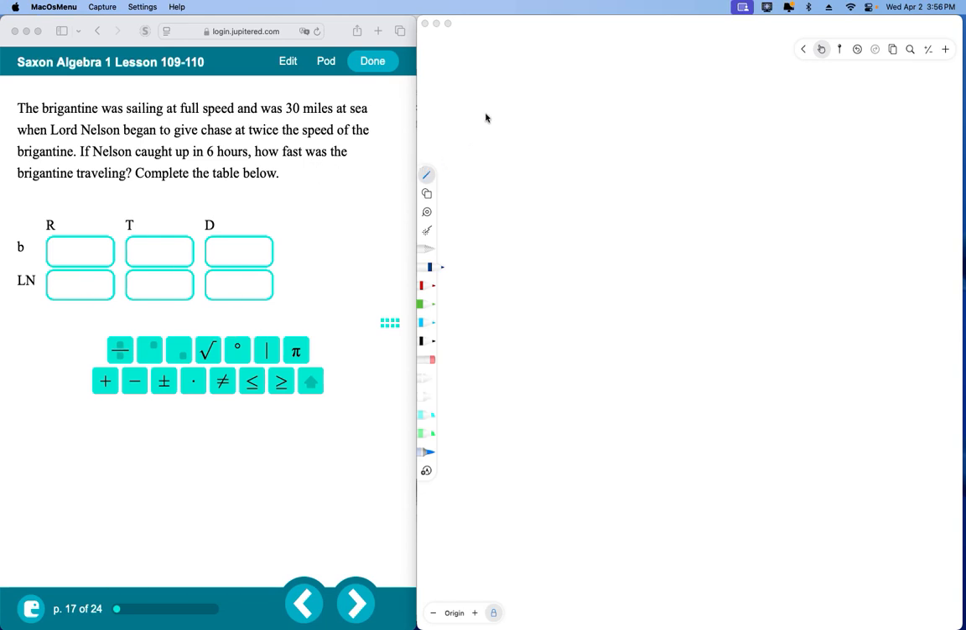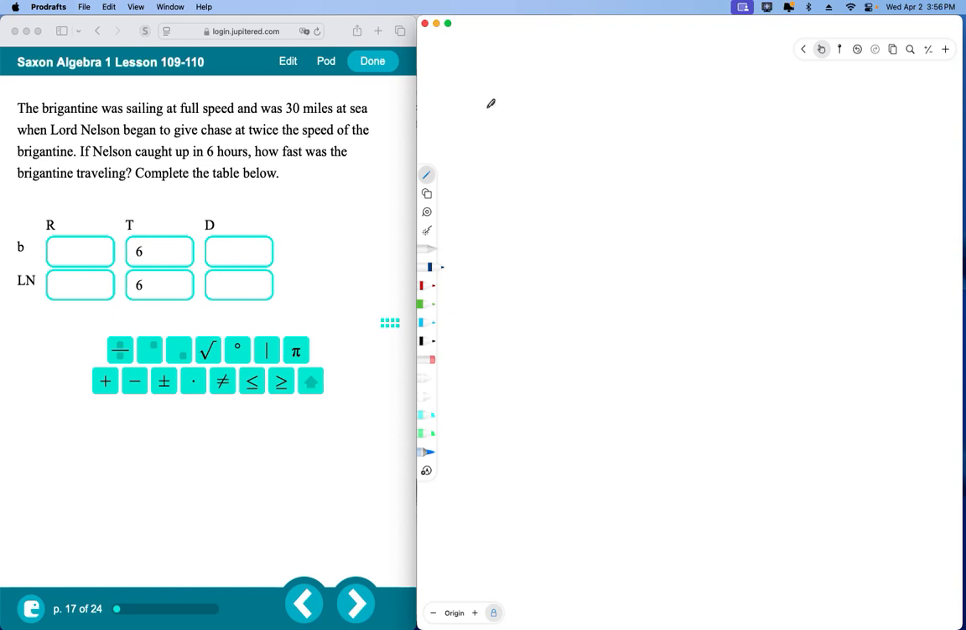So we know the time already without doing any math. It says that he began to give chase. The brigantine was 30 miles ahead, but when he began to give chase and when he caught up, that time was 6 hours. So it's 6 hours for both of them. Okay? Now we just have to figure out the rest of it.